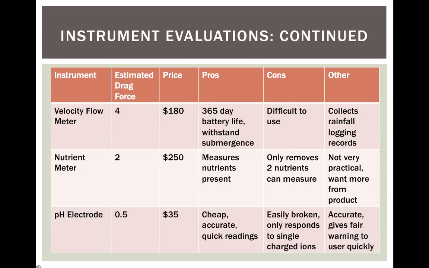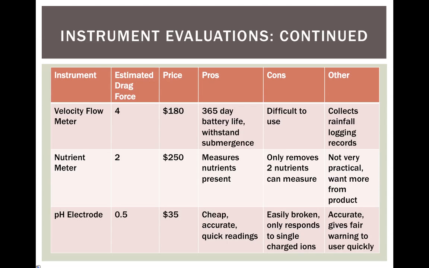To continue the instrument evaluations, we started with the velocity flow meter, which did have a higher estimated drag force, and it has a 365-day battery life and can withstand submergence, which is very important to us because we don't know the conditions of the river. And then it is difficult to use, but it also is able to collect the rainfall logging records, which is very helpful for the community to be able to see how the rainfall patterns change within the seasons.